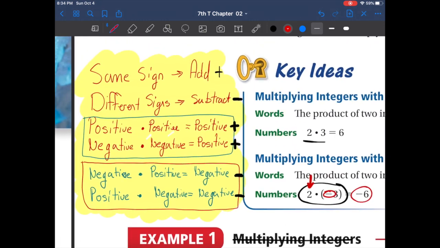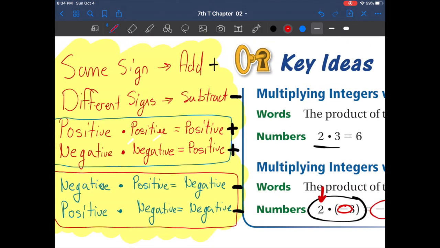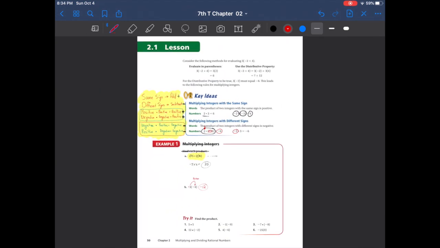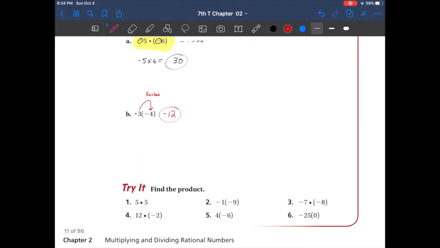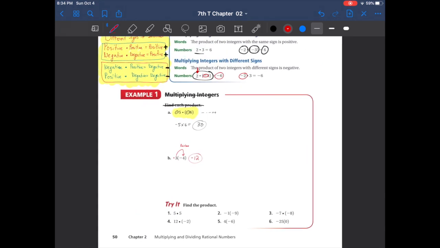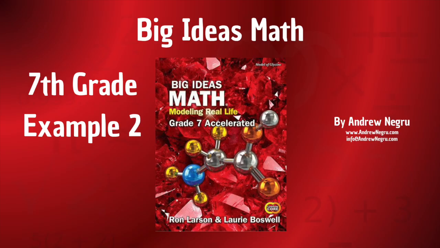Okay? The more you speak these in your head and you say them, the easier it will be. 2 positives make a positive, 2 negatives make a positive, and if they're different signs, a negative and a positive, they make negative. All right, let's go on to example number 2.